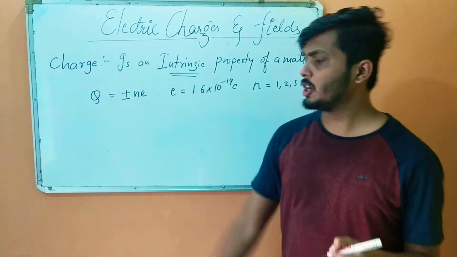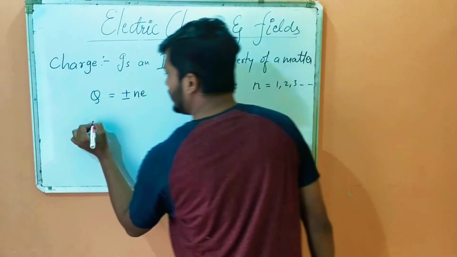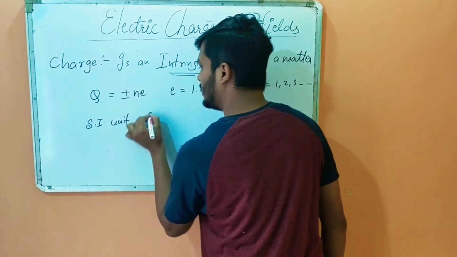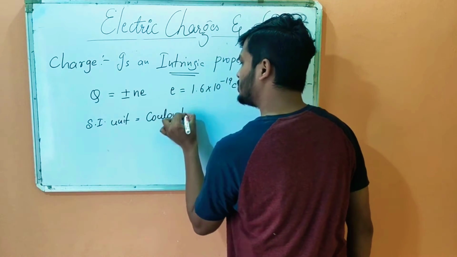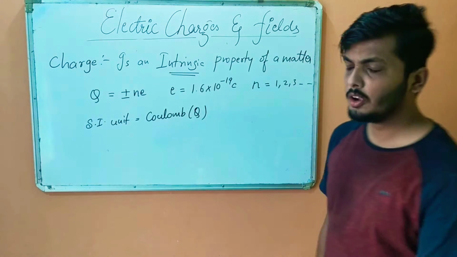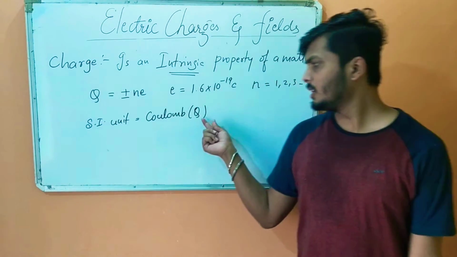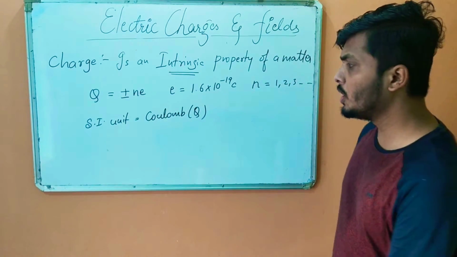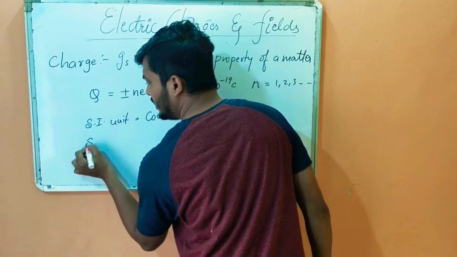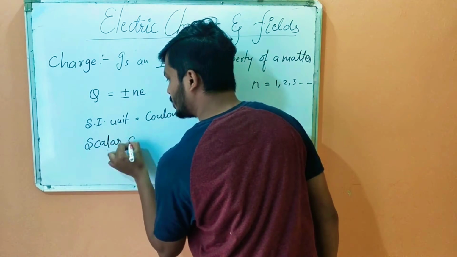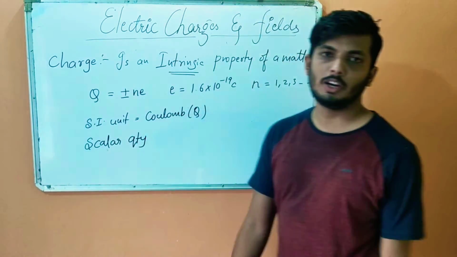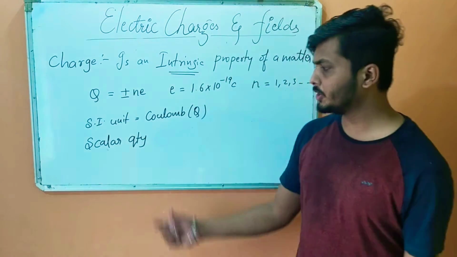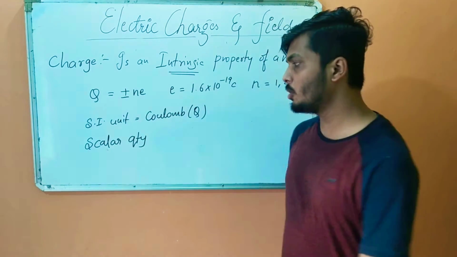So charge is denoted by capital letter Q. The SI unit of charge is coulomb. Always write the SI unit with a capital C, because Coulomb was the name of the scientist. Charge is a scalar quantity. So it has a magnitude, but it does not have any particular direction. So charge is always a scalar quantity.